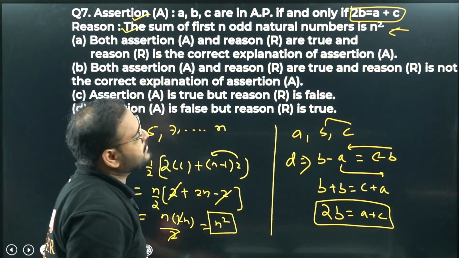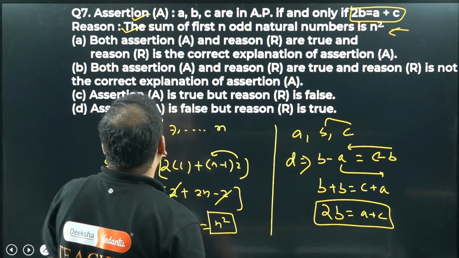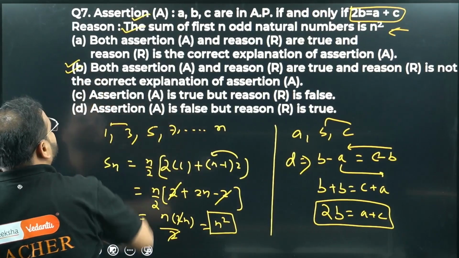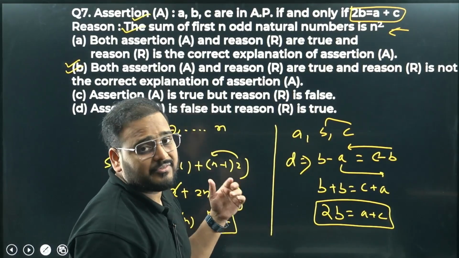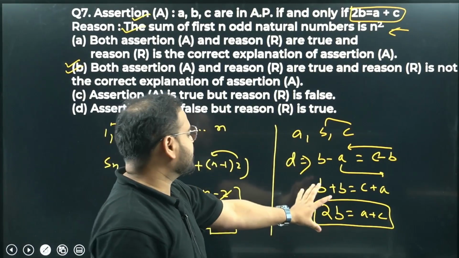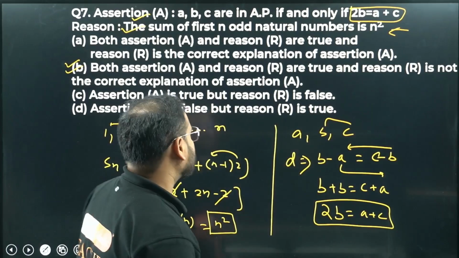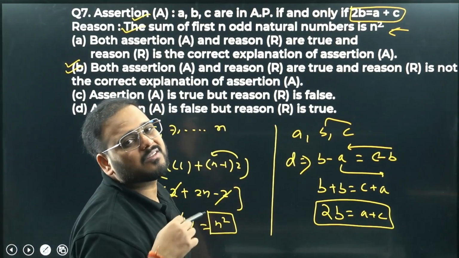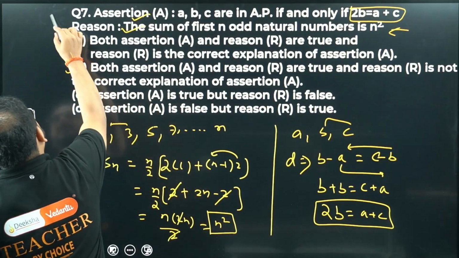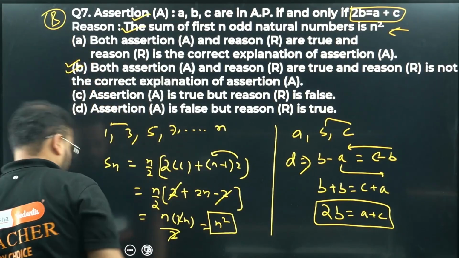But does the reason explain the assertion? No sir, they are very different from each other. The second one talks about the sum of the first n odd natural numbers, whereas the first one talks about the standard definition of AP, the arithmetic mean concept. It means both assertion and reason are true, but the reason is not the correct explanation. So option B is valid.